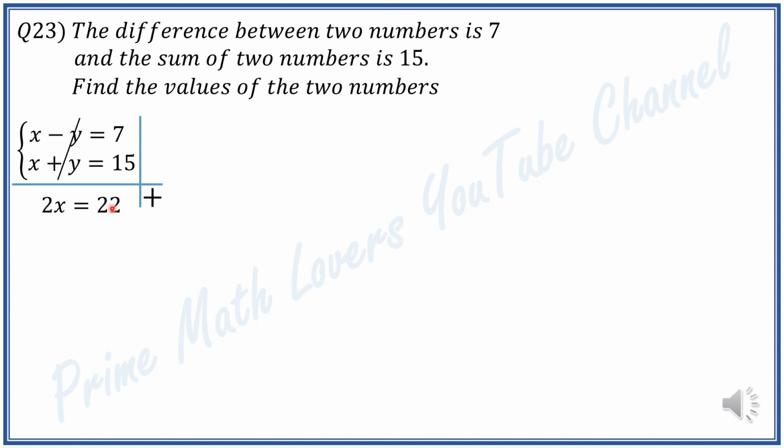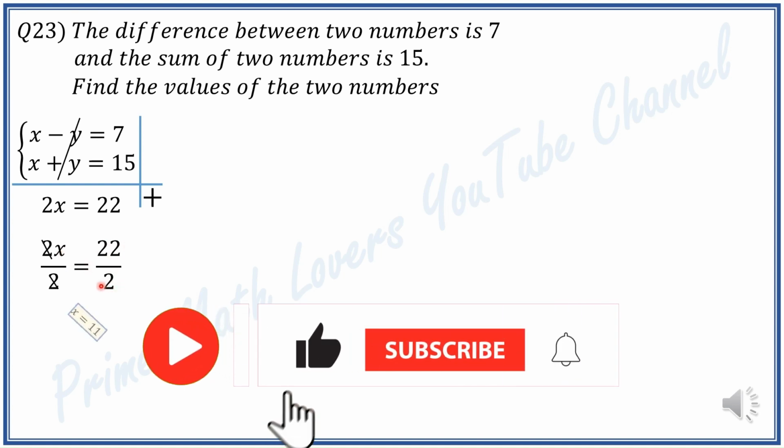2x is equal to 22. I can divide both sides by 2 and cancel 2 in numerator and denominator. And x is equal to 22 divided by 2, or x is equal to 11.